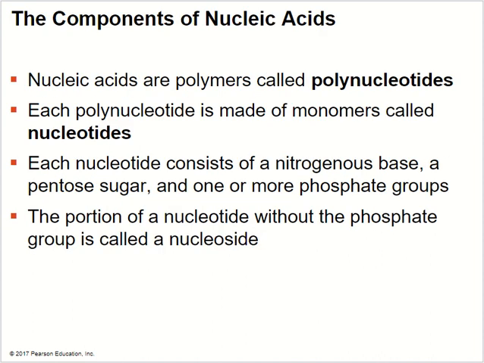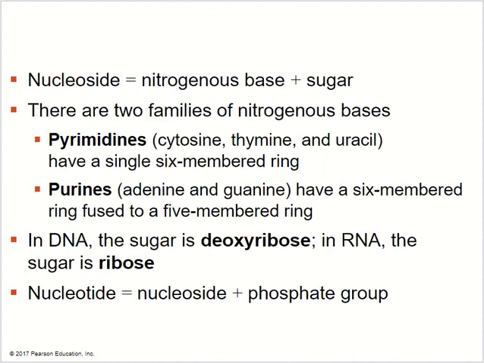Nucleic acids are polymers called polynucleotides. Each polynucleotide is made of monomers called nucleotides. Each nucleotide consists of a nitrogenous base, a pentose sugar, and one or more phosphate groups. The portion of a nucleotide without the phosphate group is called a nucleoside. So once a nucleoside has a phosphate group, that is an entire nucleotide, which then goes on to become DNA or RNA.